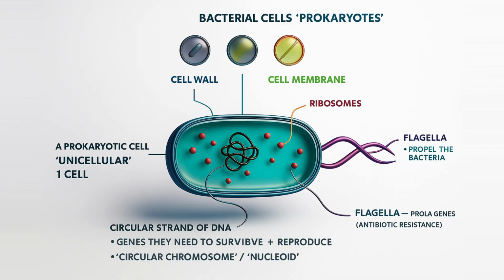Some bacteria also have small additional loops of DNA called plasmids, which may carry useful genes like those that provide resistance to antibiotics. These genes are not always needed for everyday survival, but can be beneficial in certain conditions. In addition, some bacteria have thread-like structures called flagella, which rotate and help the bacteria move through their environment. These structures act like tiny motors that propel the bacteria forward.